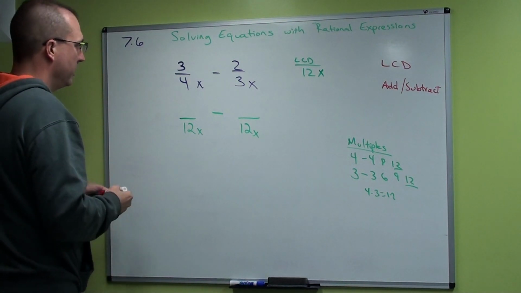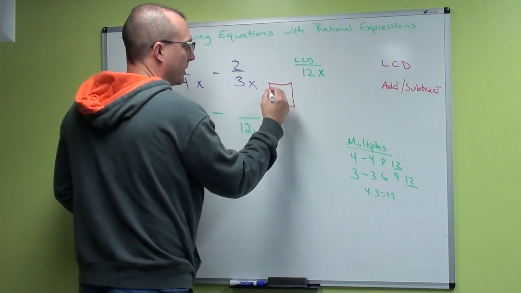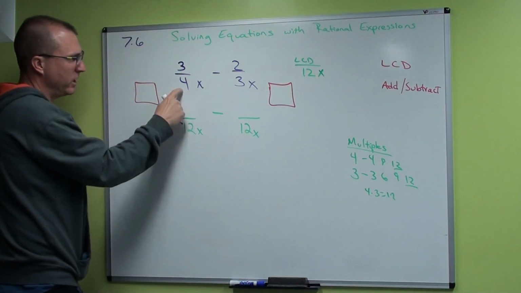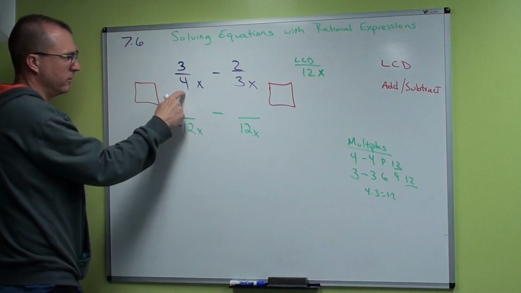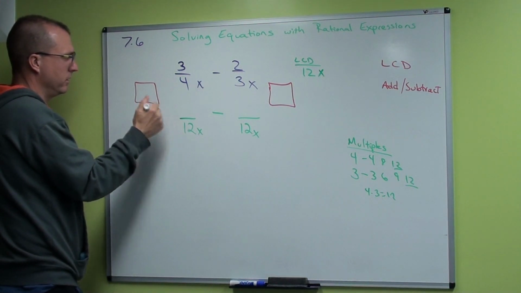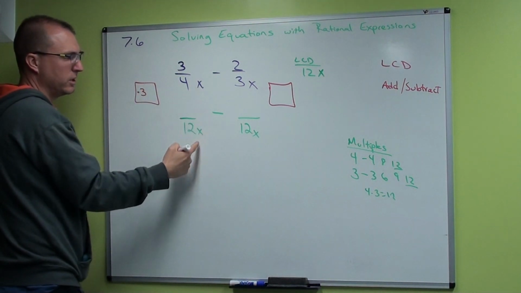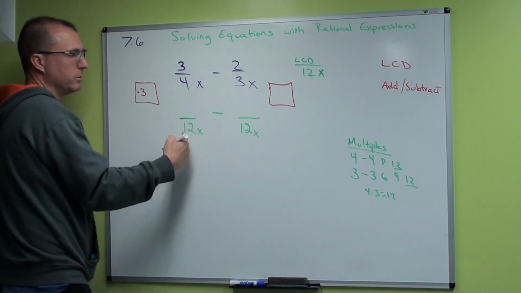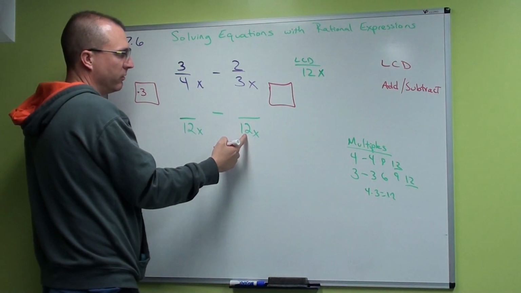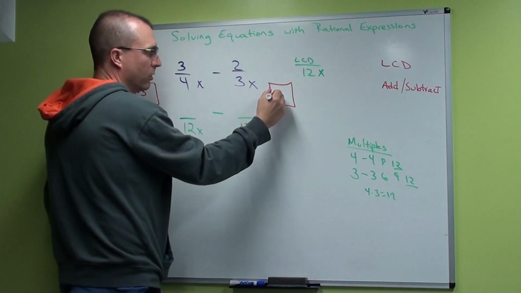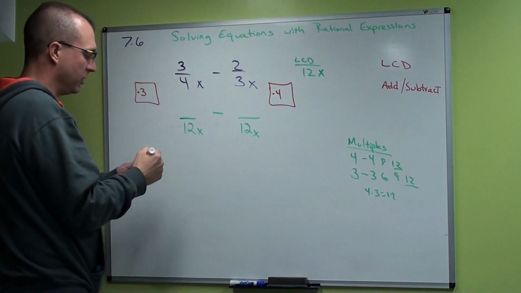Alright, we're set up here. Now we put a box over here, we put a box over here, and we figure out what was multiplied from here to here. 4 times what is 12? Well, that's times 3. And we have an x and an x. Nothing changed on our variable. We do the same thing on the other side. 3 times what is 12? So it's 4. And we have an x and an x. That stays the same. That would just be 1.